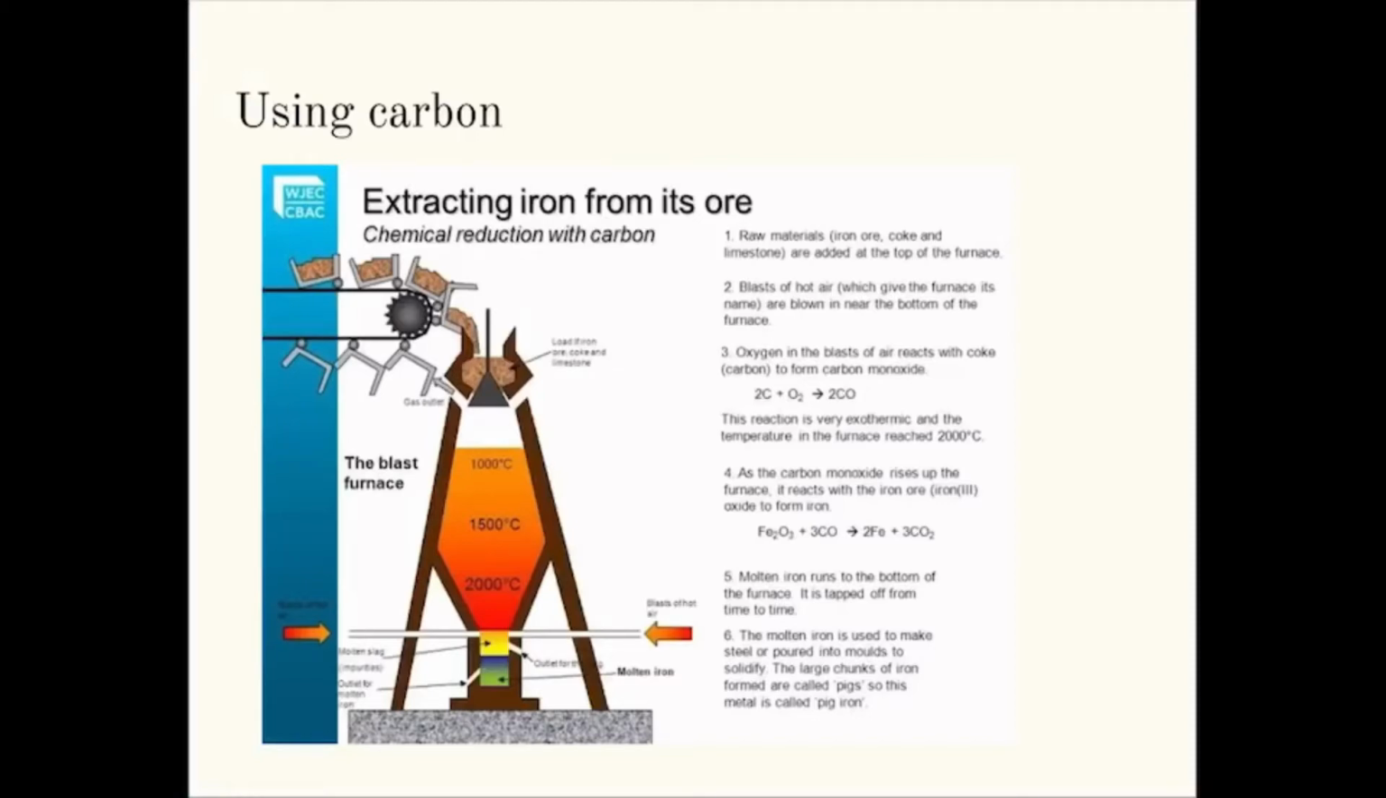It is tapped off from time to time. The molten iron is used to make steel or poured into molds to solidify. The large chunks of iron formed are called pigs, so this metal is called pig iron. This method was one of the first methods discovered, and the process is called metallurgy.